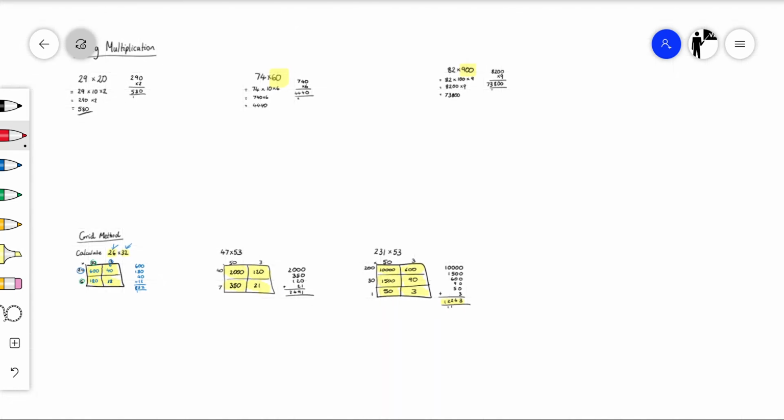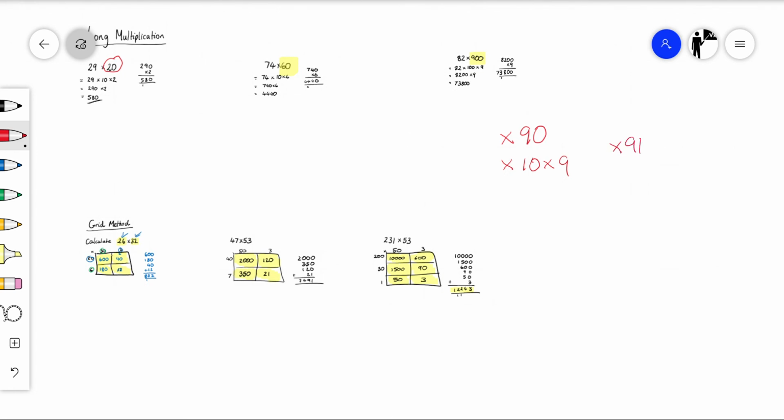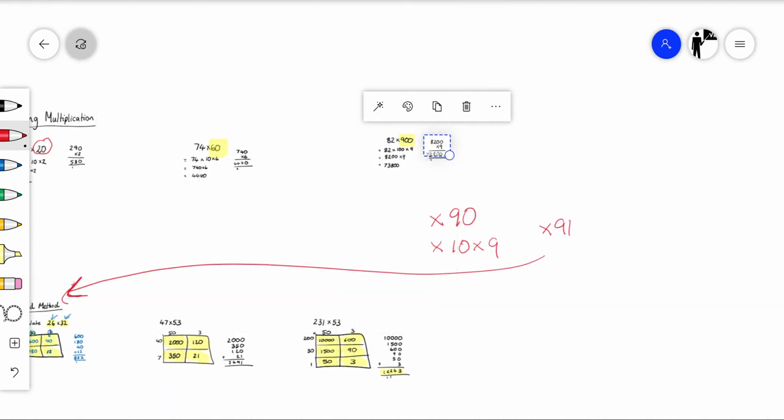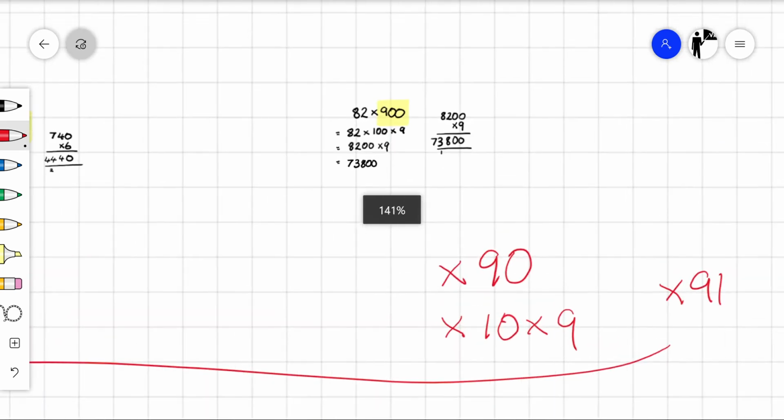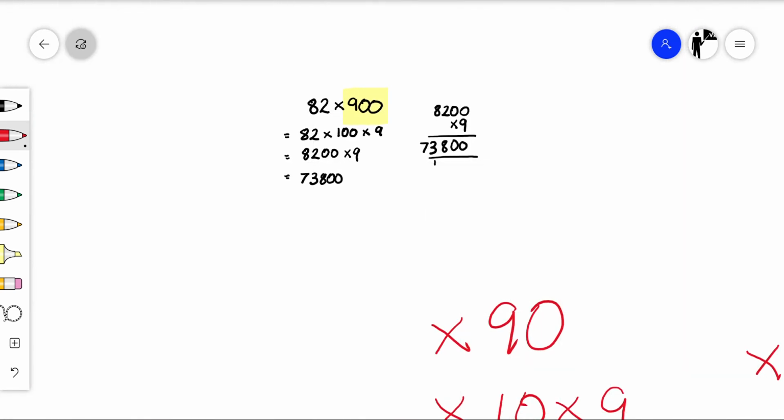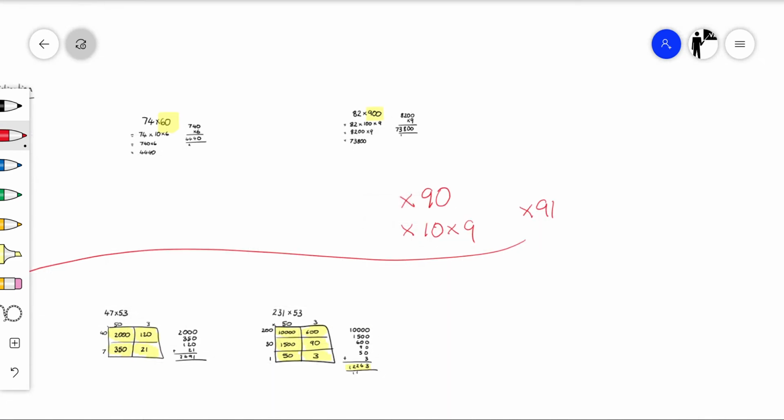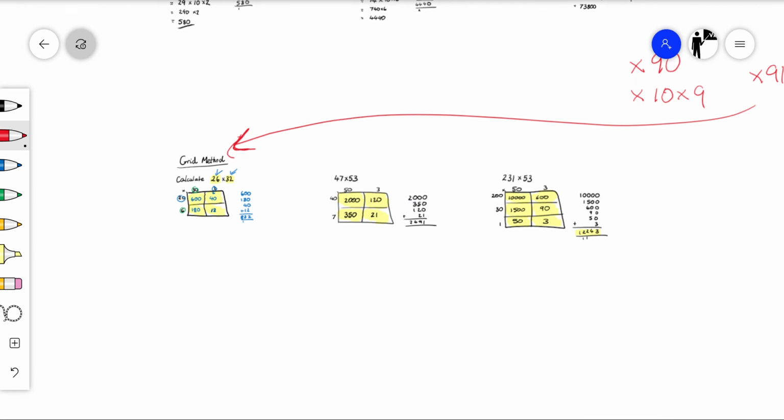Okay, so long multiplication can be boiled down to 2 strategies. If your number can be split up into something that can be easily split up, then split it up. For example, if I were to times by 90, I would just times by 10, then times it by 9. If I were to times it by 91, then I would consider looking at my grid method idea. So we're always wanting to try and make our lives as straightforward as possible.